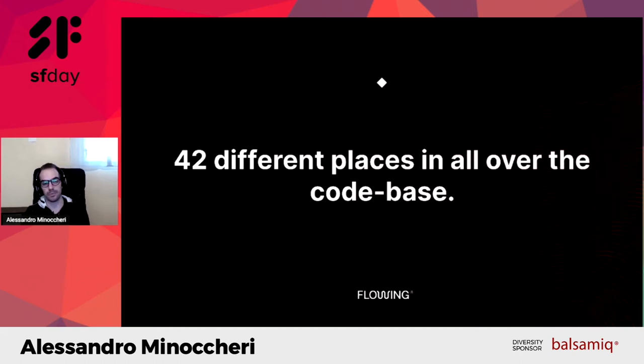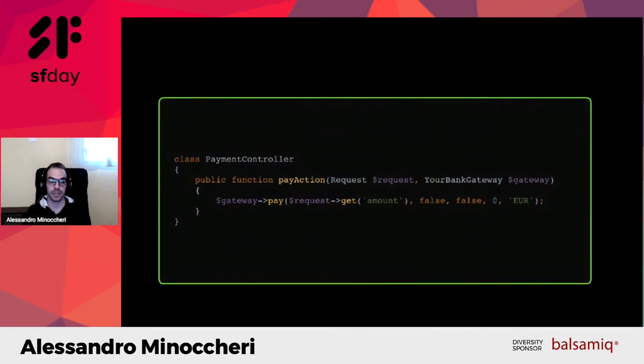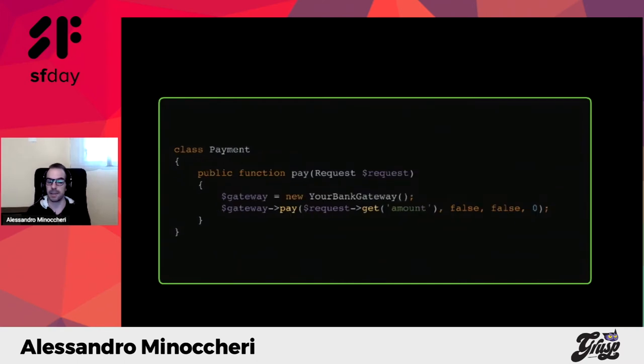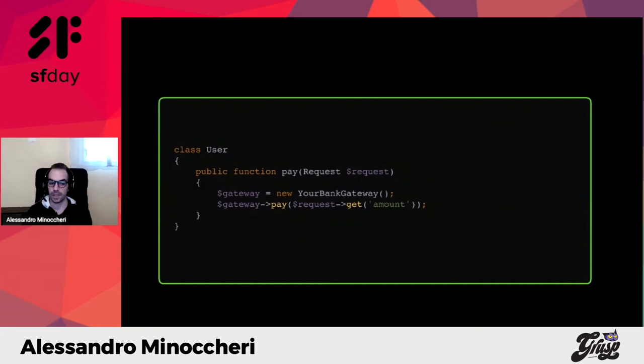For example, inside the payment controller, you are calling the method pay of your bank gateway service. Or inside the payment service, you are instantiating your bank gateway service and call the method pay. Or inside the model, you are instantiating again your bank gateway service and call the method pay with other arguments, for example.